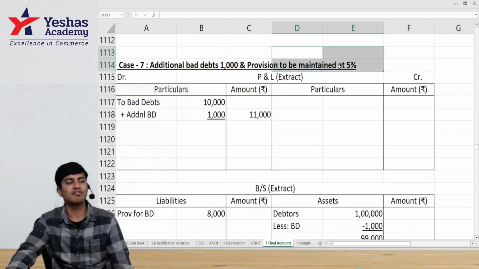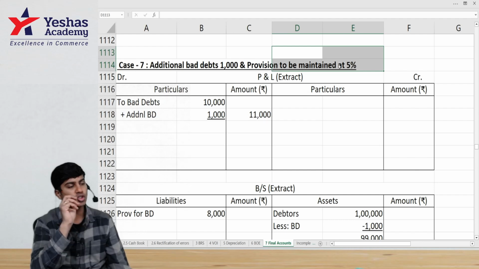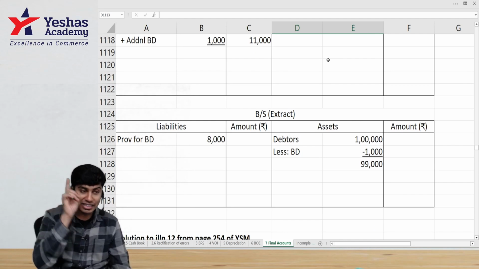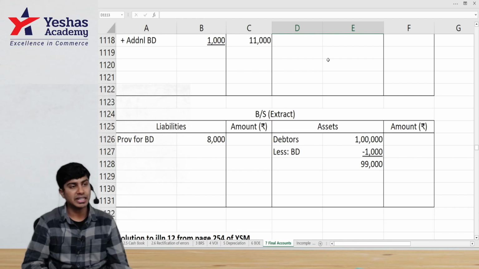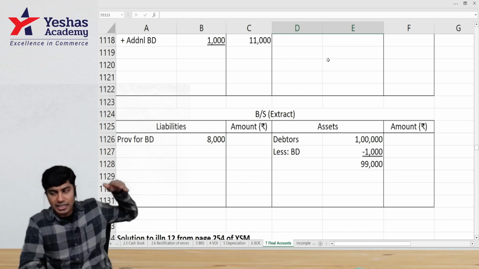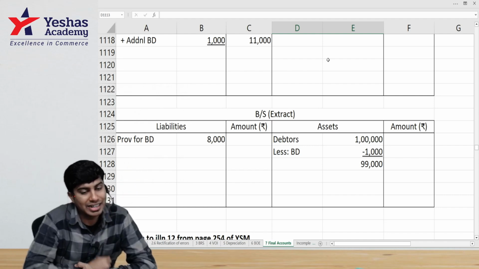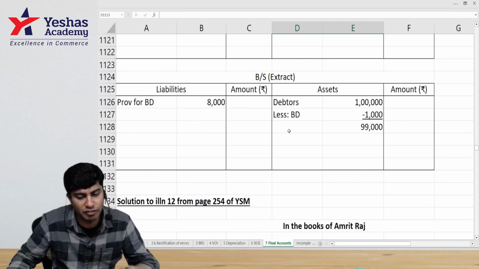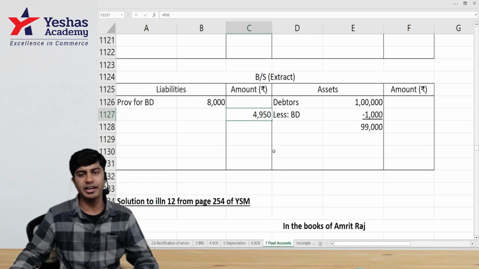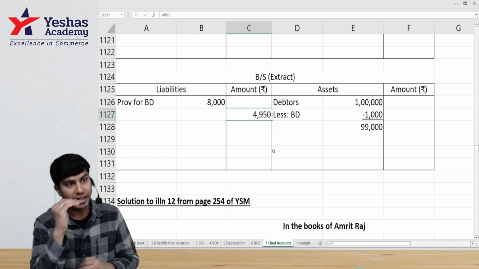Provision has to be maintained at 5%. 5% is an accounting estimate. This 5% provision has to be created on the closing debtors after deducting actual bad debts. How much is our debtors? 1 lakh. How much is the additional bad debts? 1,000. From closing debtors of 1 lakh, after I deduct that 1,000, I have 99,000. On 99,000, I have to create provision of 5%. How much is it? 4,950. 4,950 is the provision to be maintained.